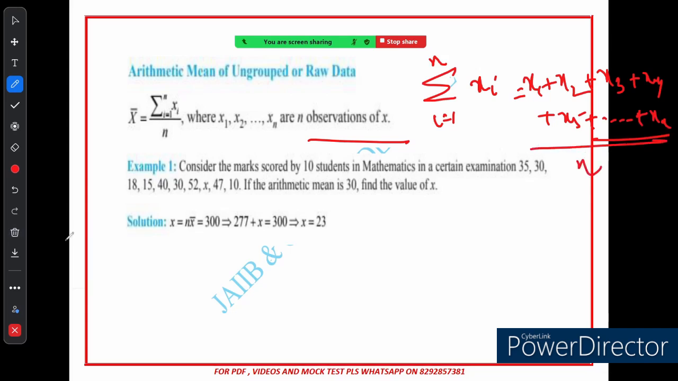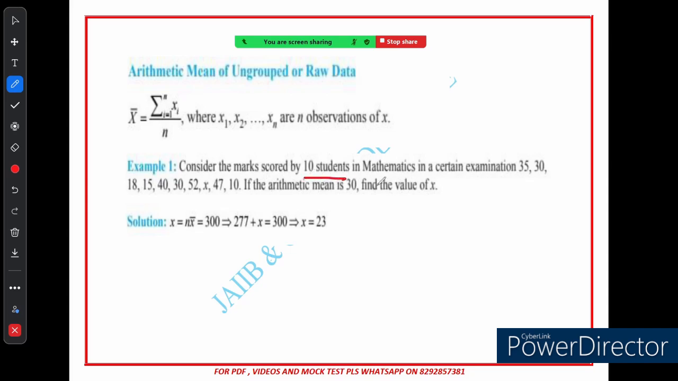For example, 10 students are there, and their marks are given as 35, 30, 18, 15. You see these marks, and the arithmetic mean is given as 30. Find the value of x. How to find the value of x? Quite simple. The mean is 30, and there are 10 students. So the total will be 30 into 10, which is 300.